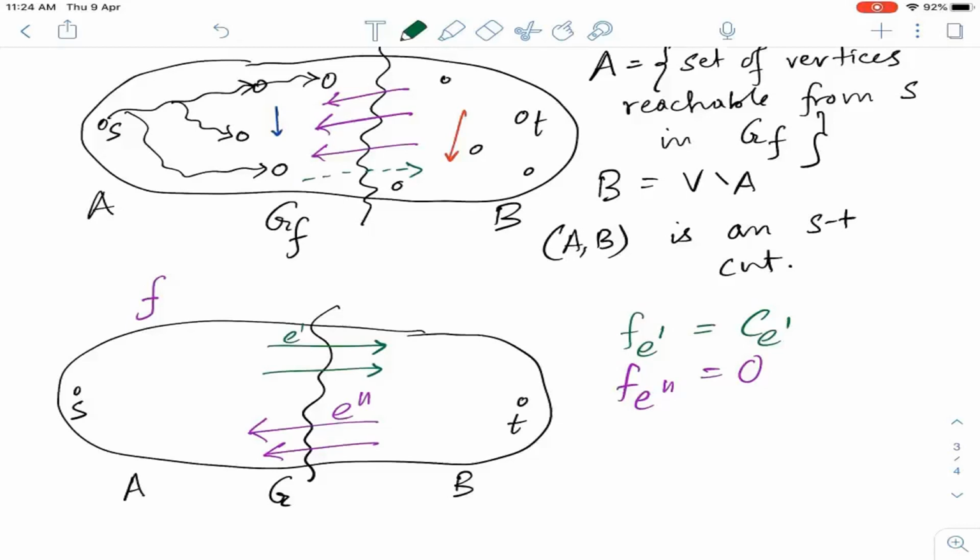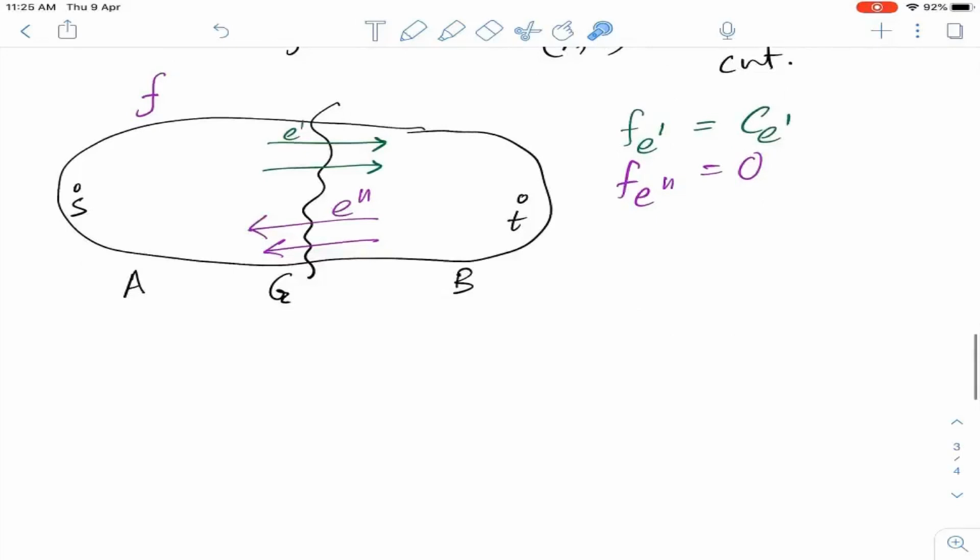So to summarize, what did we achieve? If I look at my original graph, the green edges would be saturated. The edges that are going from A to B are saturated, and the purple edges which are sticking back from B to A will have a flow of 0. They cannot have any flow on them. Okay? So these are the two properties that I have.